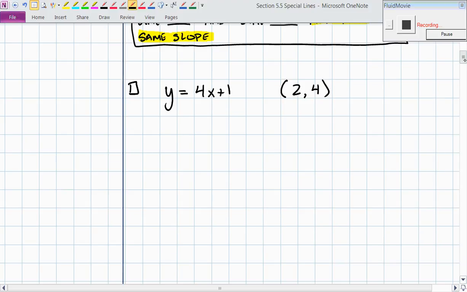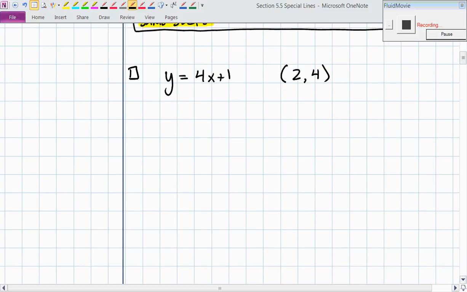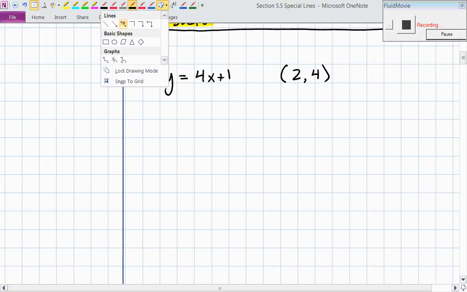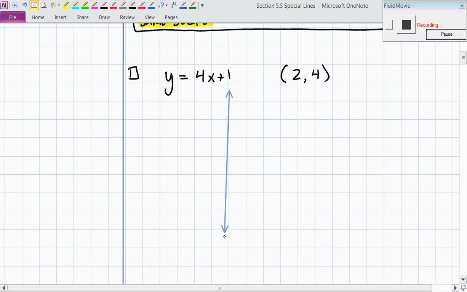And what I want you to do is write another line that goes through the point (2, 4) but is parallel to y equals 4x plus 1. So here's what we're going to do first. We're going to visualize this. I want you to make a graph, a coordinate plane on your paper, please.